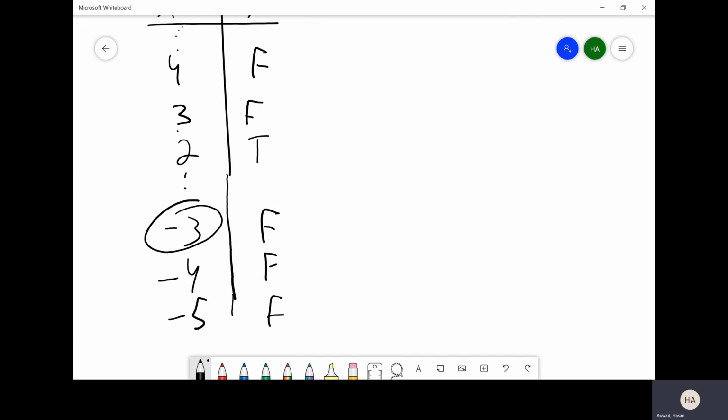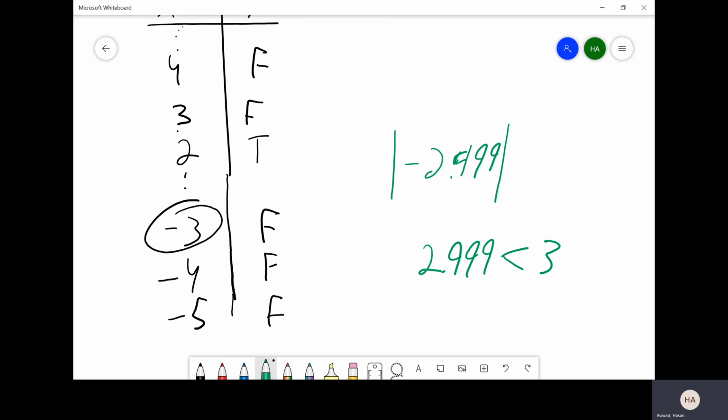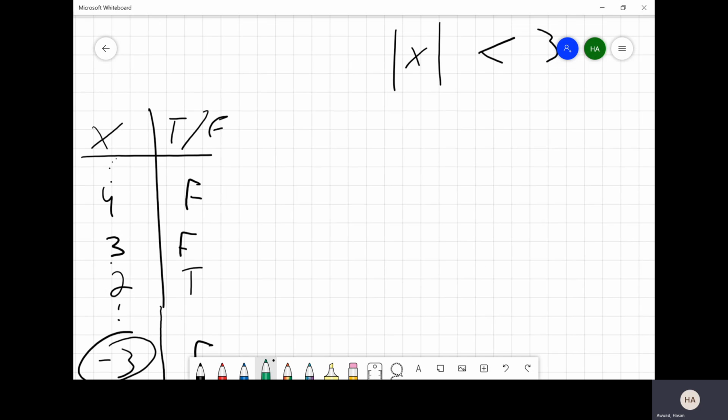You see how -3 is our breakpoint? This is where it starts being false again. If we plugged in -2.999, we would have the absolute value of -2.999. And then, well, this gives us 2.999, and 2.999 is in fact less than 3, right? So we can get really super close to -3, but as soon as we hit -3, it stops being true. And then the case may be for all of the negative numbers that are less than -3, that it's going to remain false. So we see that there's actually only a specific interval of values where this remains true.